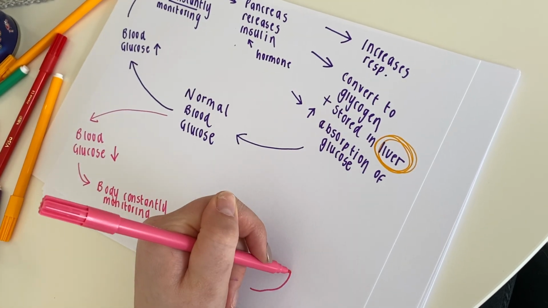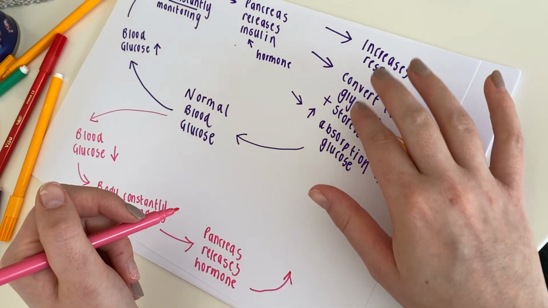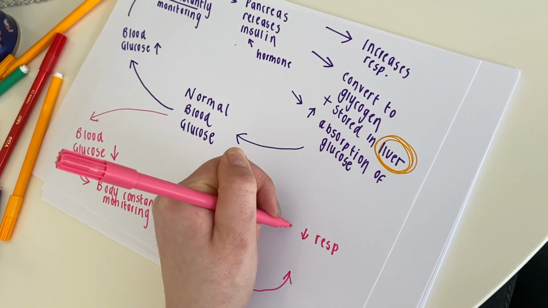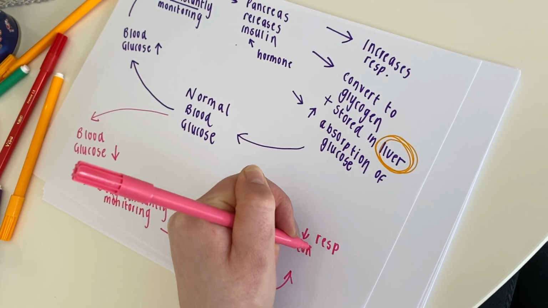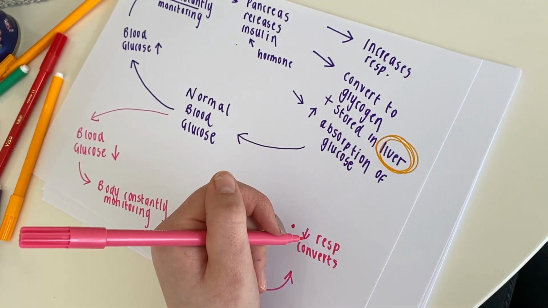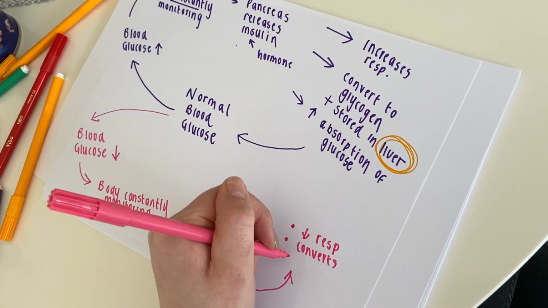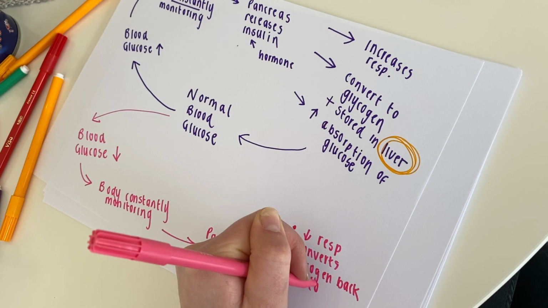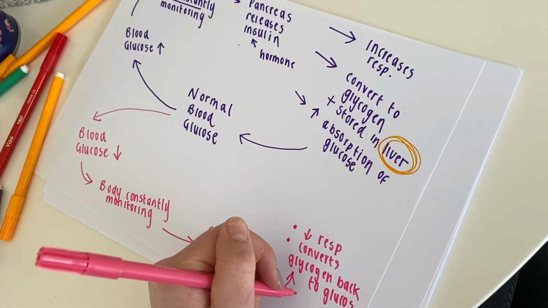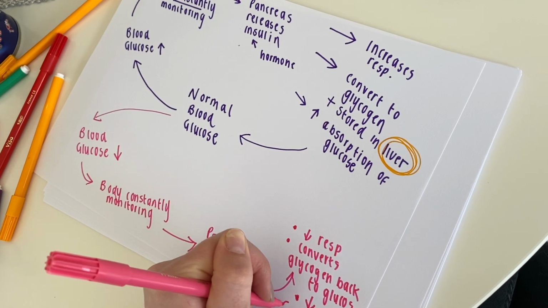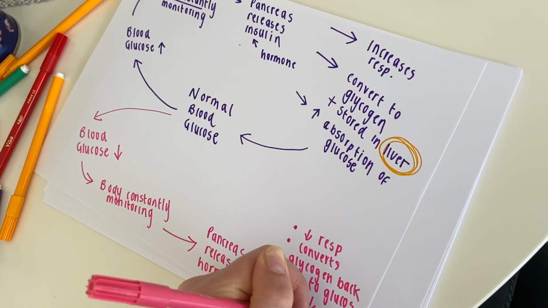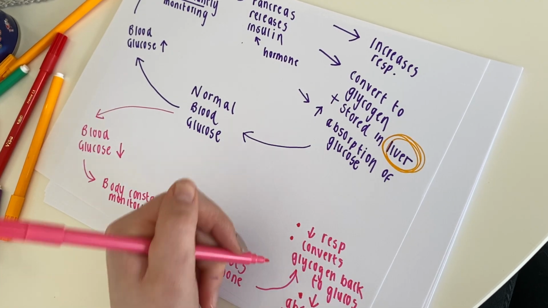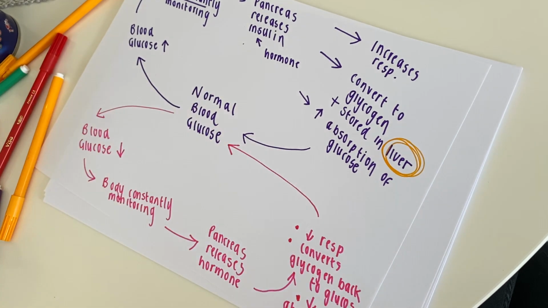And this, to keep it really simple, basically does the exact opposite to what we talked about up here. So it decreases respiration, converts all that glycogen that we stored up here, we can convert it now back to glucose. And we can decrease absorption. And these three things then will bring our blood glucose levels back to normal.